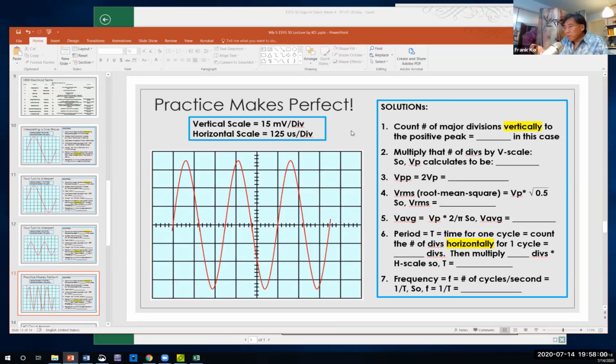Okay, so we count horizontally. There are 3 cycles, but we only count 1 cycle. If you count 1 cycle, it starts over here. The waveform comes up to a positive peak, back to 0, down to a negative peak, back to 0. This is the end of 1 cycle. So you count from here, 1 division, 2 divisions, looks like 2.5 divisions. Given 2.5 divisions for 1 cycle, we multiply by the horizontal scale, which is 125 microseconds per division. So that calculates to 312.5 microseconds. Good job. Thank you, Anna.